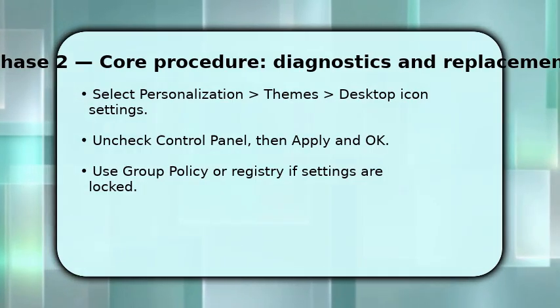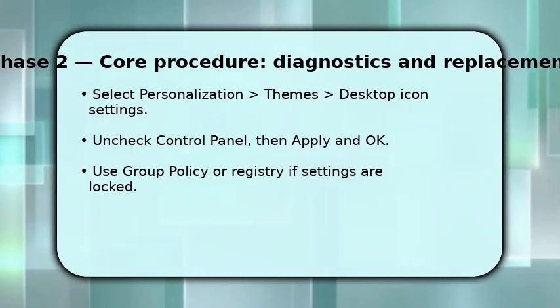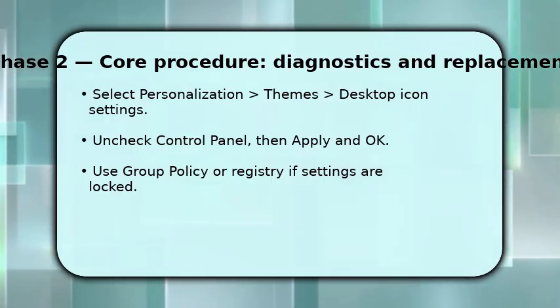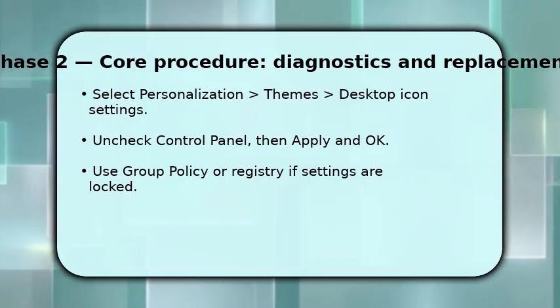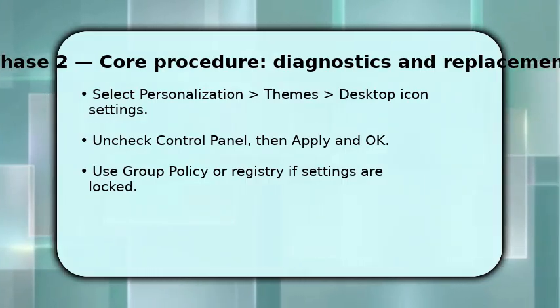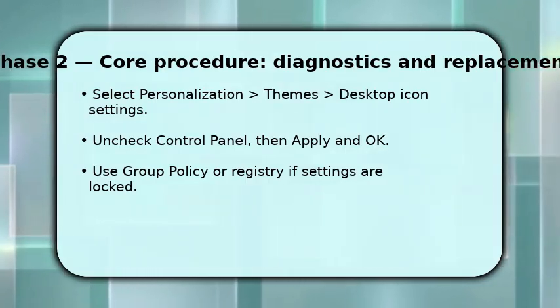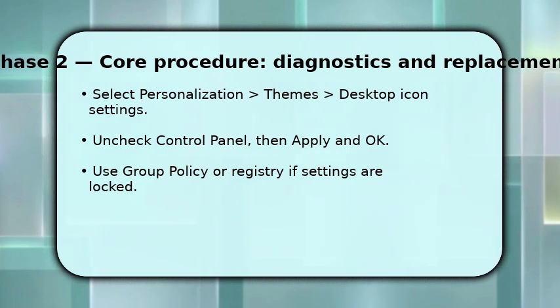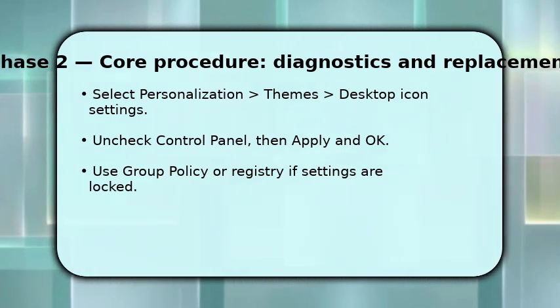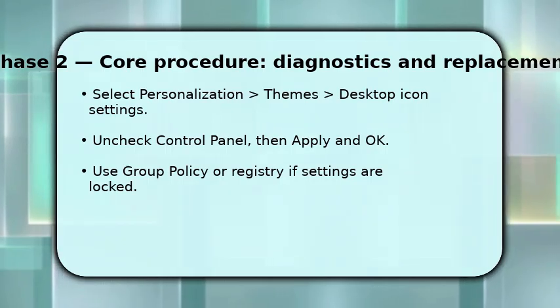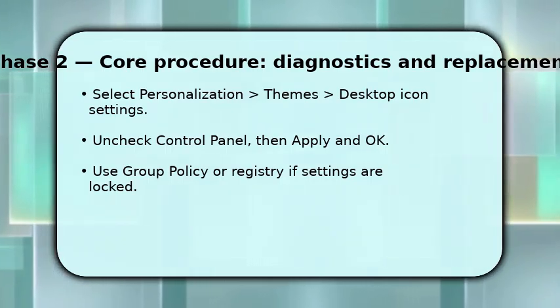If the option is grayed out, use Group Policy Editor at User Configuration, Administrative Templates, Desktop, or edit the registry at HKCU/Software/Microsoft/Windows/CurrentVersion/Explorer/HideDesktopIcons to force the change. Make sure to export keys first.